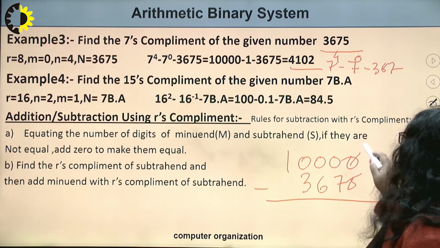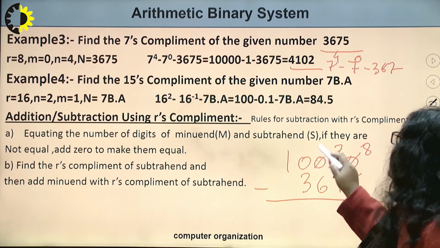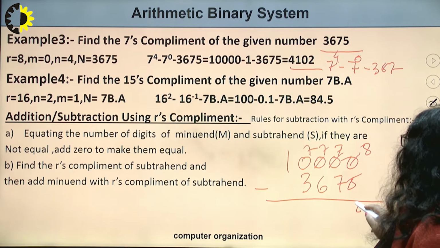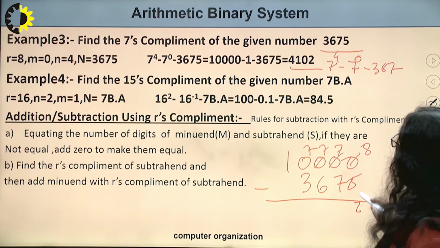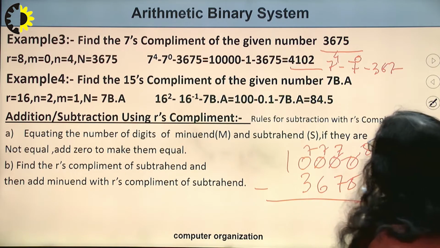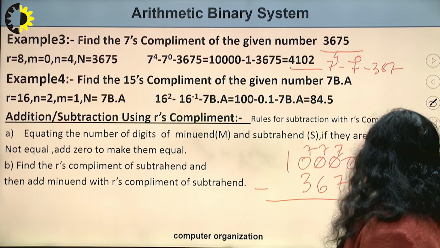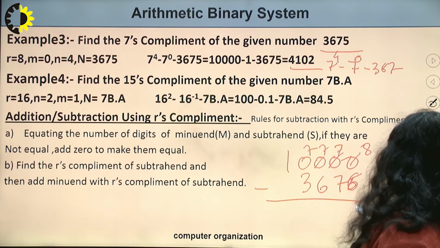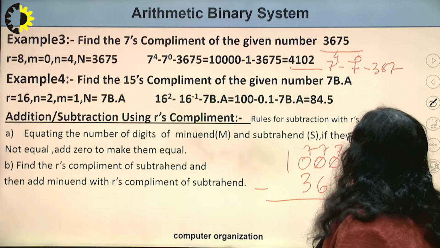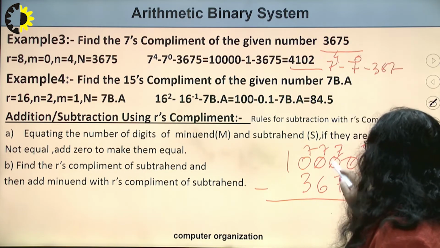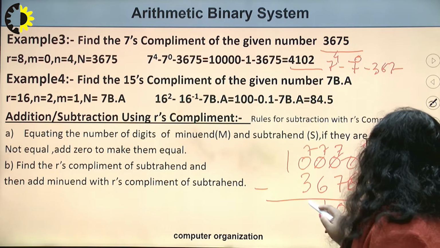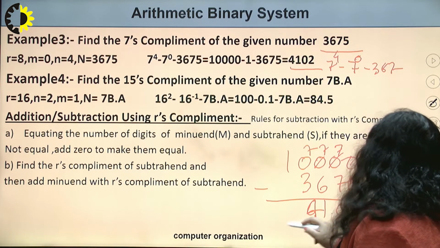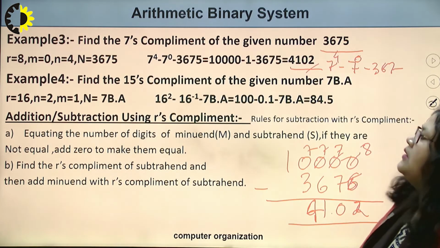So it is 8, 7, 7. So it is 8 minus 5, that is 3. It is 3676. So it is 8 minus 6, that is 2, 7 minus 7, that is 0, 7 minus 6, that is 1, 7 minus 3, that is 4. So 4102 is the answer.